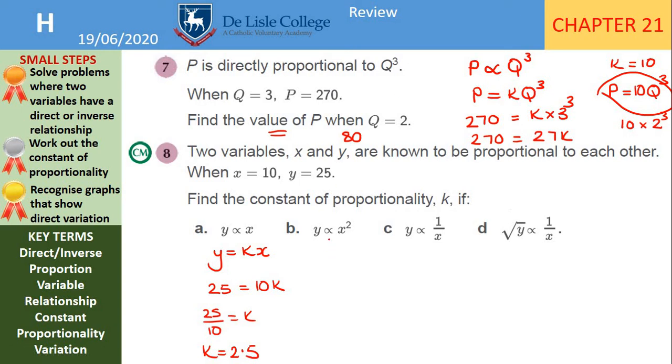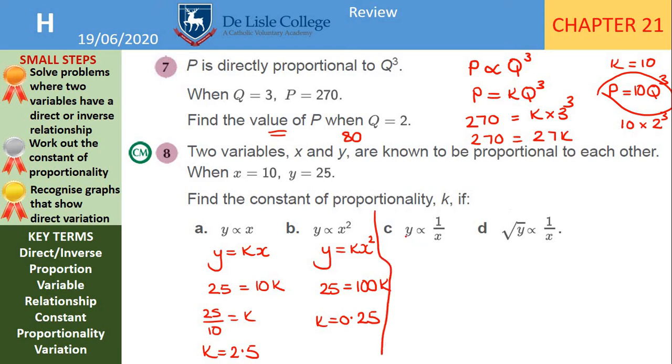Part B, if y is proportional to x squared, this gives me the formula y equals kx squared. Again, y is 25 when x is 10. So here 10 squared will be 100, so this will give me 100k. And 25 divided by 100 will give me that k, in this instance, is equal to 0.25.